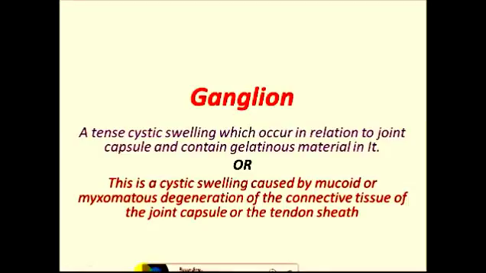Ganglion can be defined as a tense cystic swelling which occurs in relation to a joint capsule and contains gelatinous material in it. Obviously, it is occurring at the joint. So, the wrist joint and the finger joint, it can be present. Or you can also define it as a cystic swelling caused by mucoid or myxomatous degeneration of the connective tissue of the joint capsule or the tendon sheath.